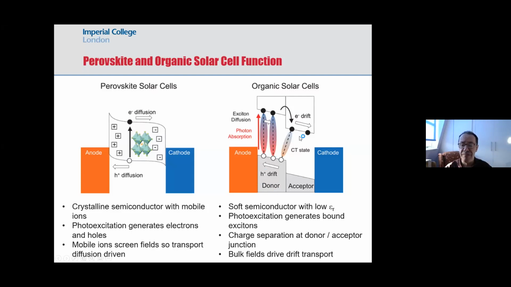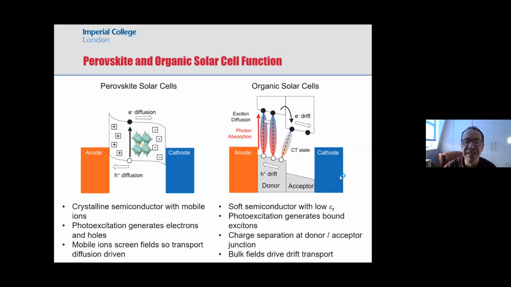And in order to separate these excitons, these bound electron hole pairs, the exciton moves to an interface between the donor and the acceptor, and an energy offset between the donor and the acceptor drives the charge separation to enable the generation of electrons and holes, which then can be driven by the bulk electric fields from a difference in electrode work function to either contact.